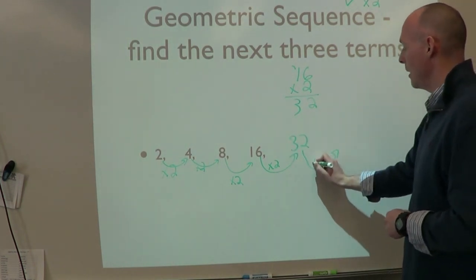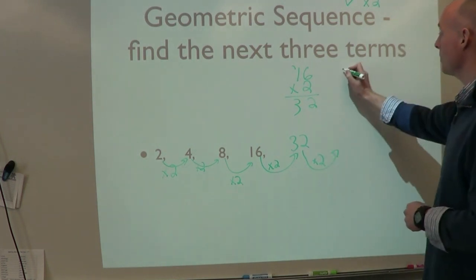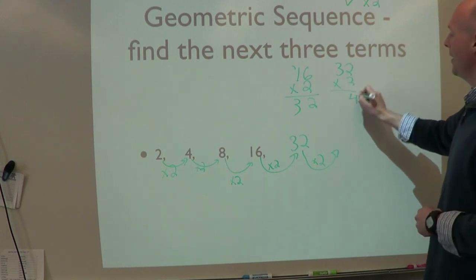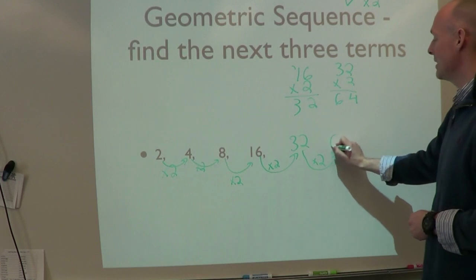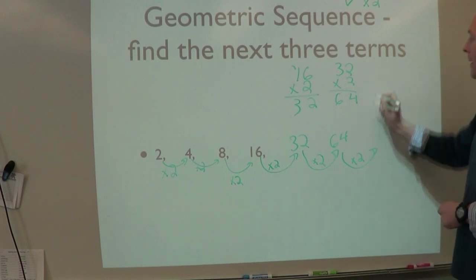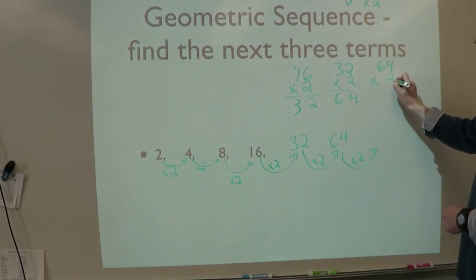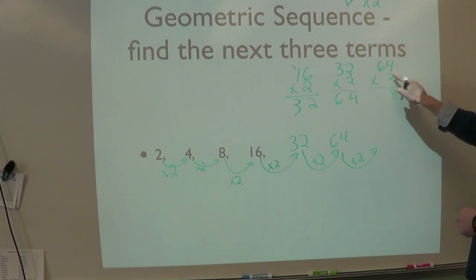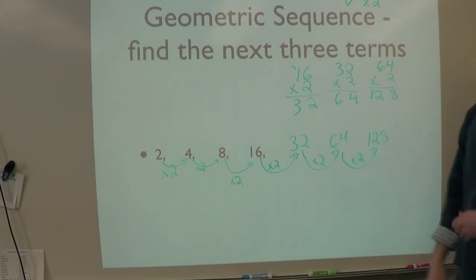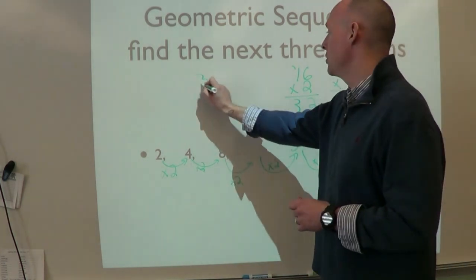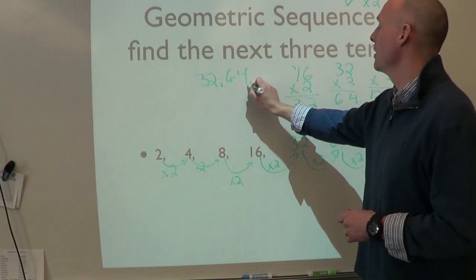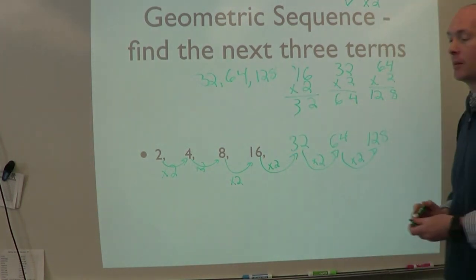There's our first term. We're going to multiply times 2 again, so 32 times 2. This time 2 times 2 is 4, 2 times 3 is 6, and that is 64. Excellent, one more term to go. Multiply times 2, 64 times 2, and 2 times 4 is 8, 2 times 6 is 12, and we are at 128. So our next three terms are 32, 64, and 128. Perfect.